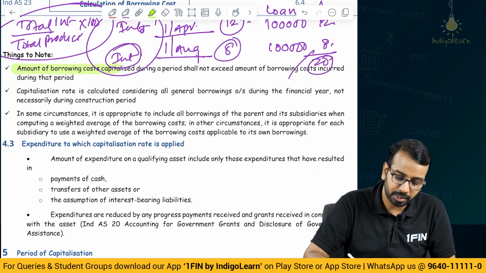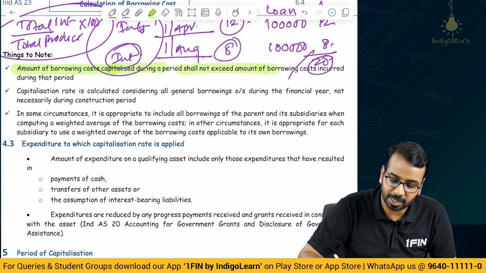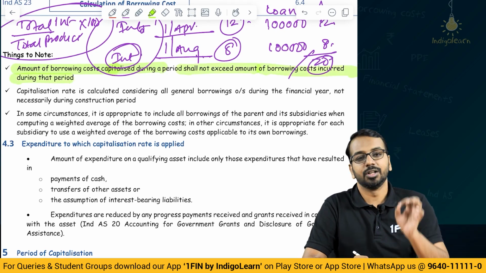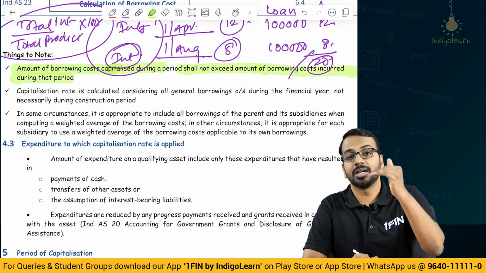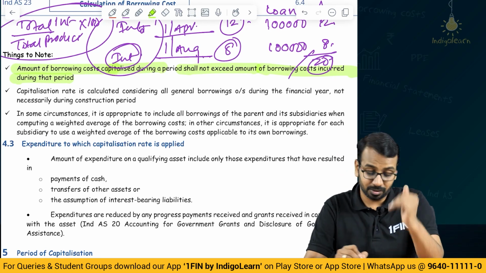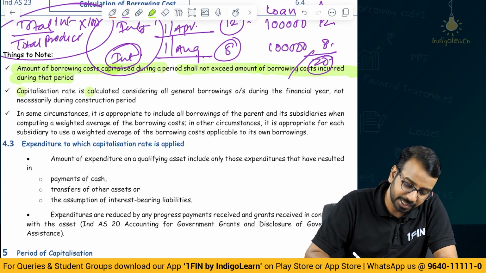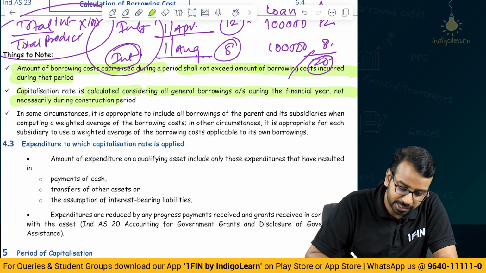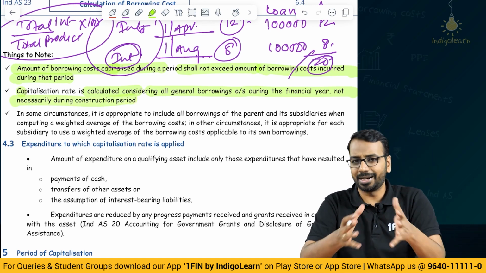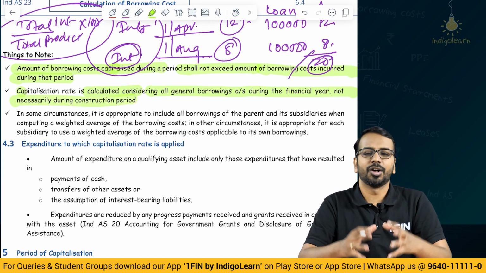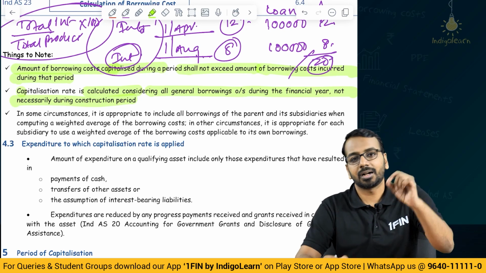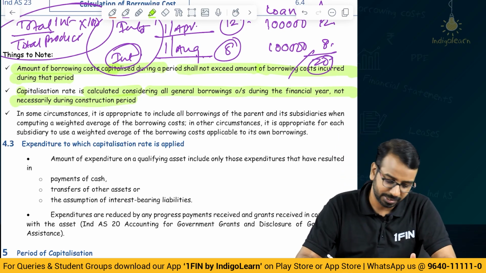This is the type of question which is generally tested in the examination. The amount of borrowing cost that is capitalized shall not exceed the amount of borrowing cost incurred during that period. So the maximum amount you can capitalize is the borrowing cost that has been incurred during the period. Capitalization rate is calculated considering all general borrowings outstanding during the financial year and not necessarily during the construction period. So generally for the entire financial year, what is the borrowing outstanding? Considering that, you will calculate the capitalization rate.